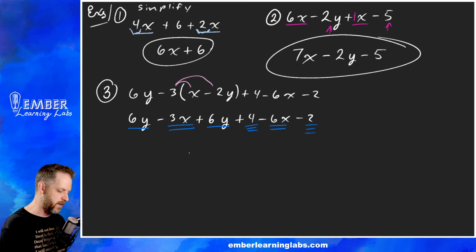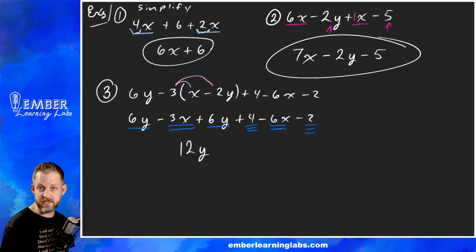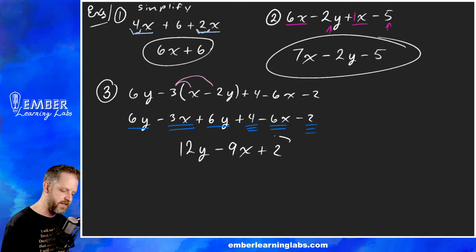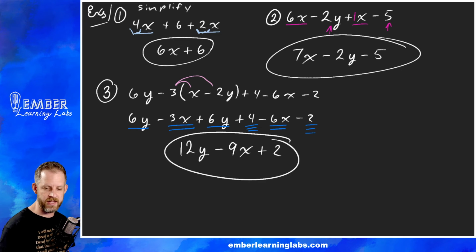So 6y plus 6y is 12y. And then -3x minus 6x, signs are the same. We add and keep the sign, so -9x. And then 4 plus -2, signs are different, so we subtract and keep the bigger sign, plus 2. And that's as simple as that one gets.